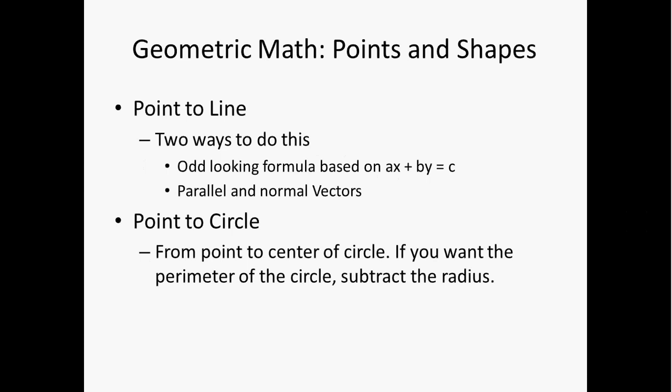Then you have a point to a circle. This is actually rather simple. If you just do a point to point calculation, but you use the center of the circle as your second point, this doesn't get you on the perimeter of the circle, but if you do want to be on the perimeter of the circle, just subtract the radius from that result, and then you'll be on the perimeter.